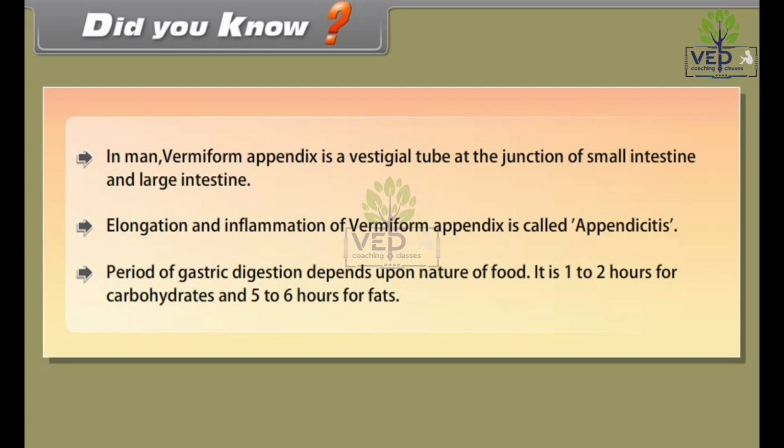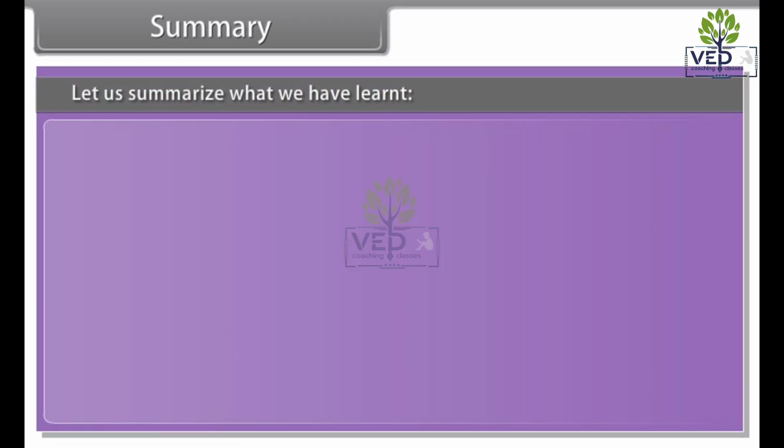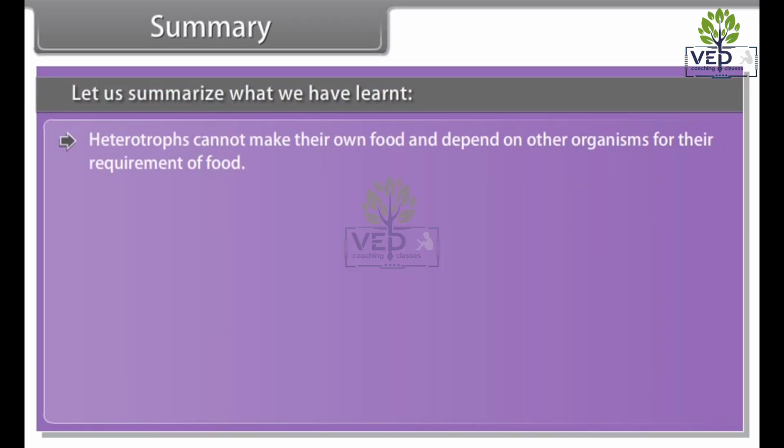The period of gastric digestion depends upon the nature of food. It is 1 to 2 hours for carbohydrates and 5 to 6 hours for fats. Summary. Let us summarize what we have learned. Heterotrophs cannot make their own food and depend on other organisms for their requirement of food.